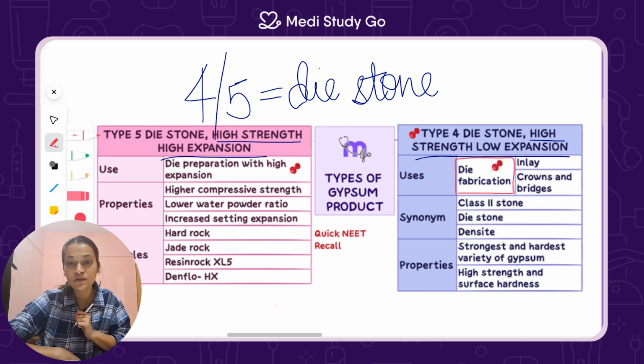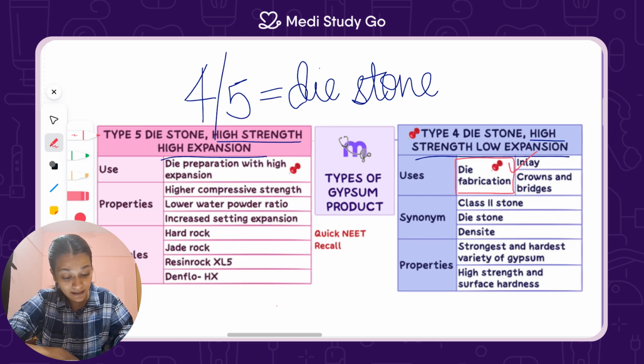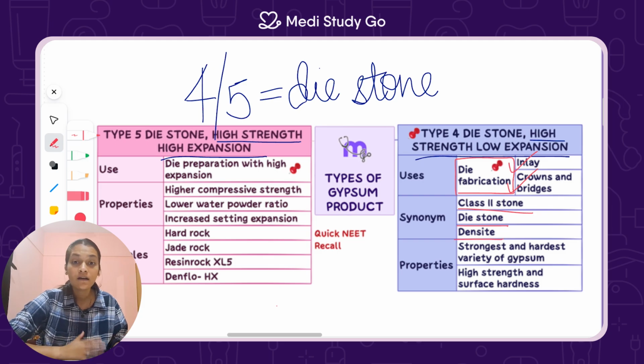If you guessed that it was used for your crown preparation, you are absolutely correct. So it can be used in inlay, crowns and bridges. It is also known as class 2 stone, die stone, densite. Don't ever call it the blue stone or the green stone. These are the coloring agents and the color can differ based upon the manufacturing company.